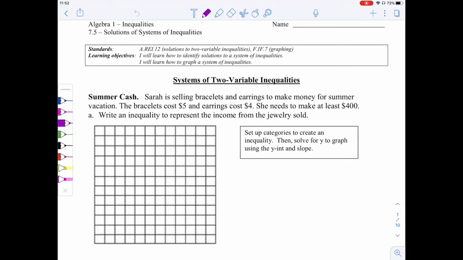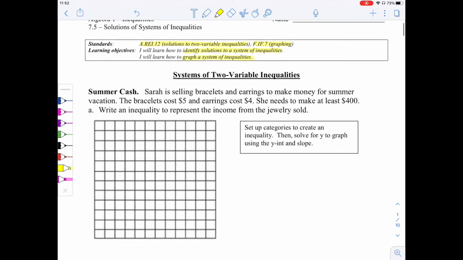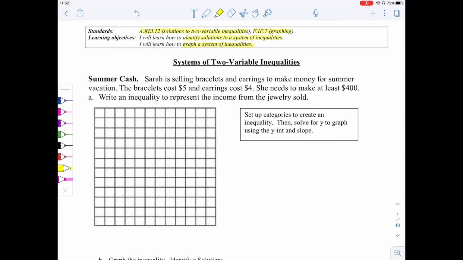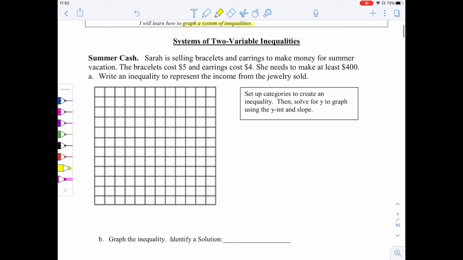Okay, welcome. Section 7.5, solutions of systems of inequalities. We're going to learn how to identify solutions to a system of inequalities and then graph a system of inequalities. Last time we did just graphing one inequality, so now we're going to do a system. Let's see how this works.